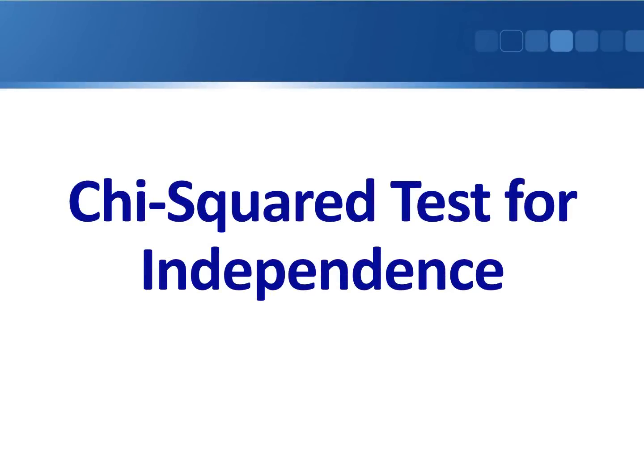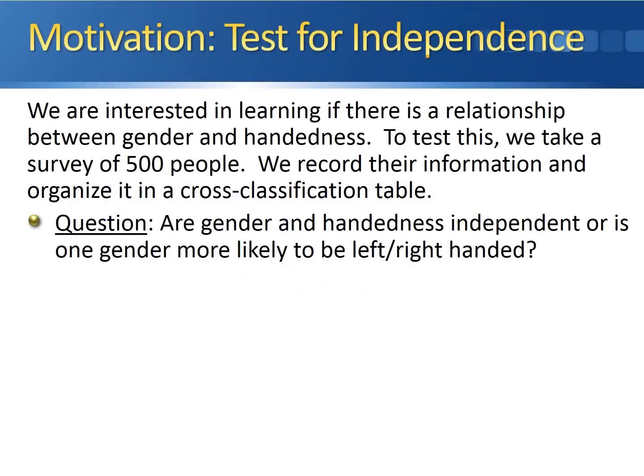This video is going to show you how to perform a chi-squared test for independence. Consider this scenario. We're interested in learning if there is a relationship between gender and handedness. To test this, we take a survey of 500 people and record their information and organize it in a cross-classification table. We want to know, are gender and handedness independent, or is one gender more likely to be left or right-handed?